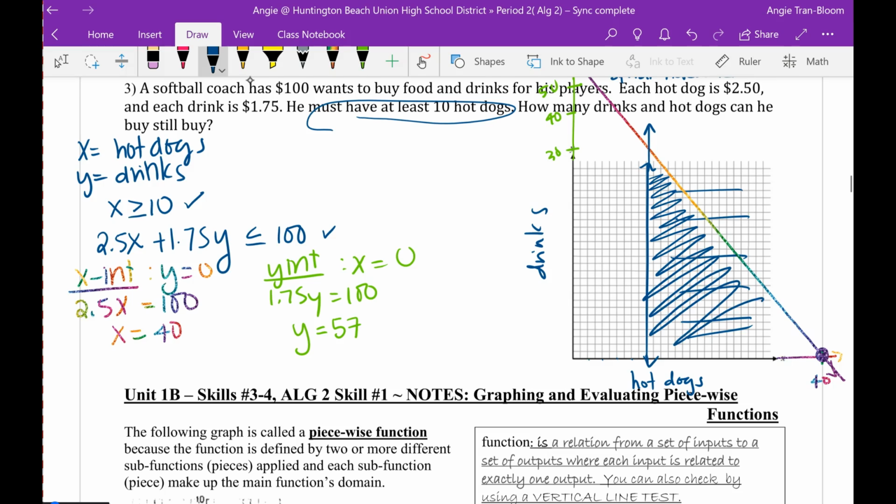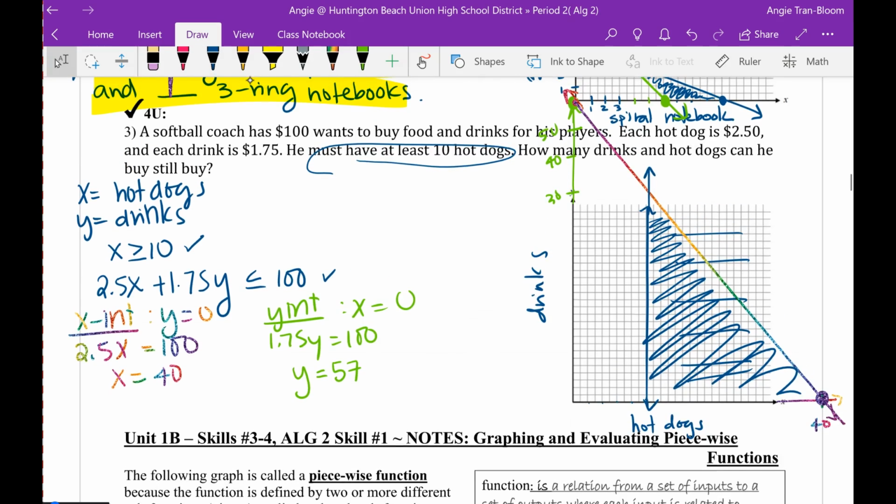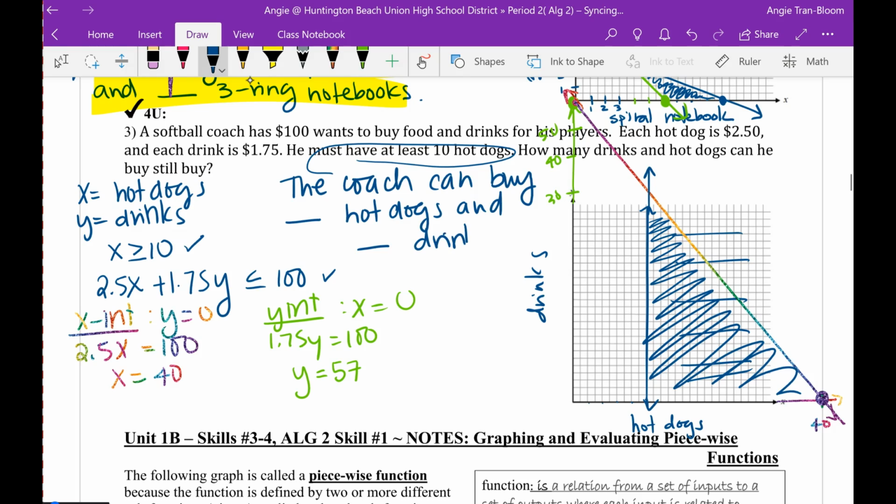Okay. So this softball coach. Pick a number and give me your complete sentence. Victoria, give me your complete sentence. The coach can buy what? Can buy blank hot dogs and blank drinks. What did you write down, Victoria? 20 drinks. There are so many choices. Wouldn't you agree? Oh yeah, a lot more than ever. Okay, that is our notes.